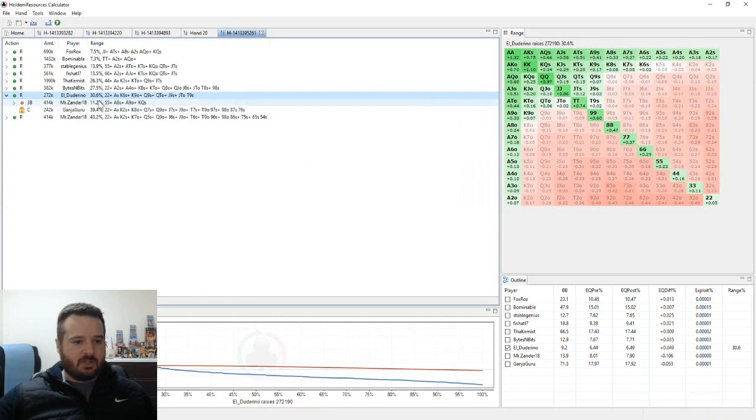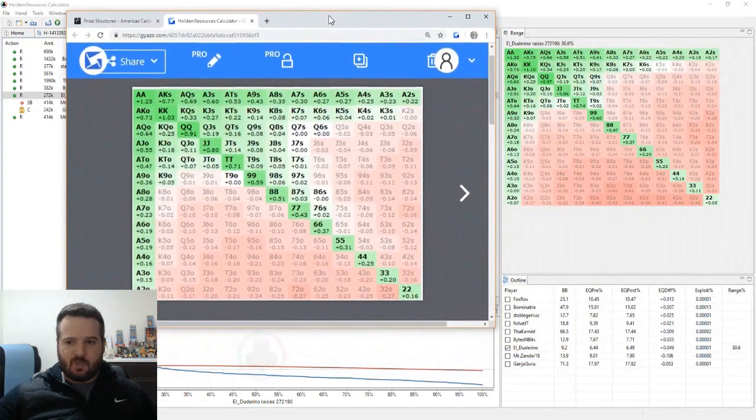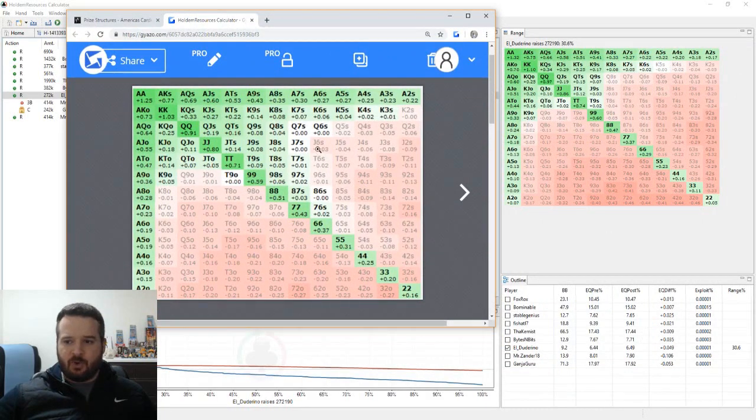And now we go to us and we see that we've tightened up to 30.6%. So the one thing we have to be aware of is if people aren't going to be playing ICM ranges, it actually needs to affect how our strategy plays against them. So you can see here was our range before, and you can compare how much tighter we're getting now.